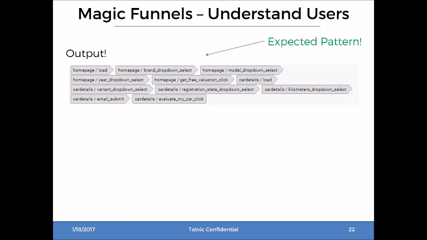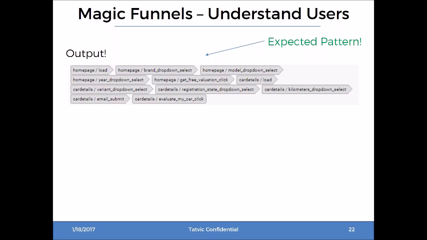Another very insightful thing in this slide: this is a normal form completion flow where users are selecting different drop downs, then submitting the form and landing on a car details page, and then again selecting some more drop downs and finally filling up the email and submitting the form as a lead.